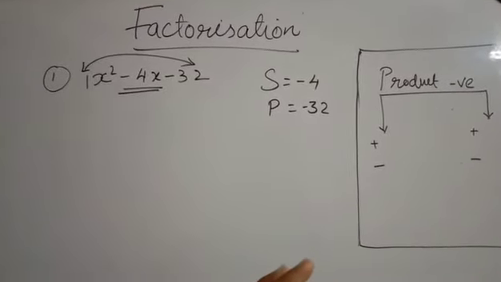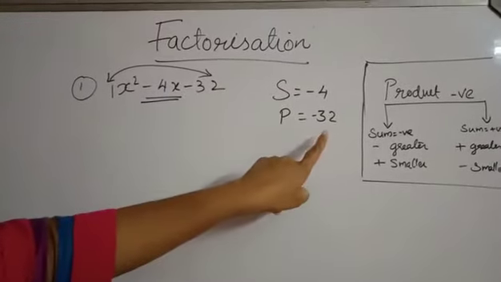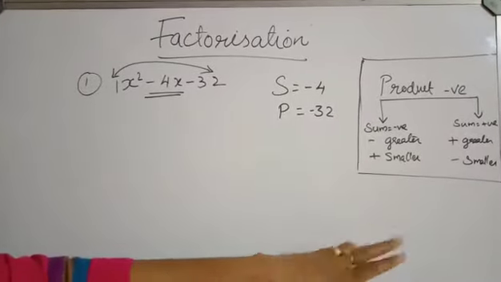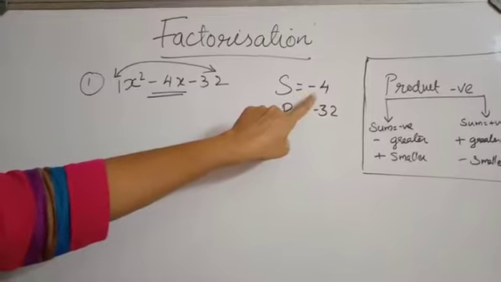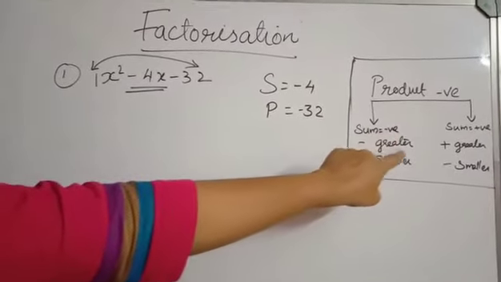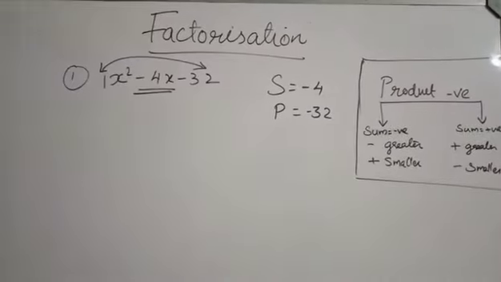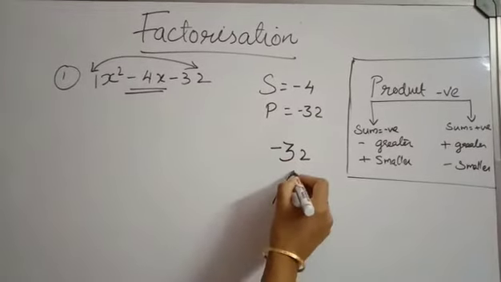And now you should see the sign of the sum. Here the product is negative, so it is very sure that the two numbers you are getting are of different signs. Now we will consider the sum. The sum is negative here. So what is the condition? When the sum is negative, the greater number will be negative and the smaller number will be positive. Let us split this minus 32 into two terms.